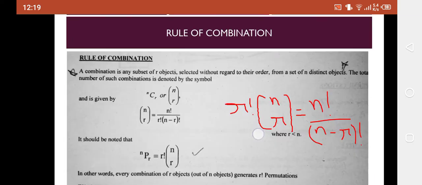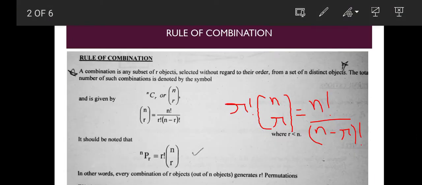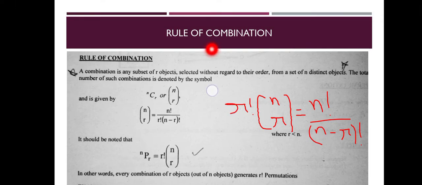In part 1 of this lecture we have studied about the permutations. In this lecture we are going to study the rule of combination. So first of all, let's see what a combination is.